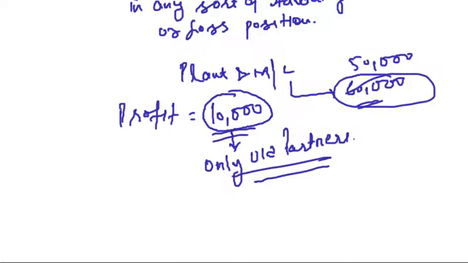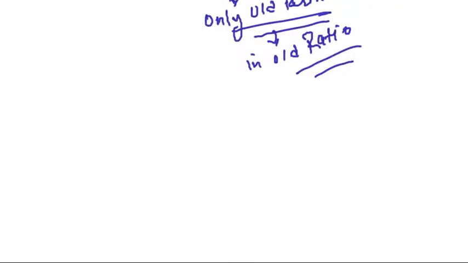Very simple logic. Before the date of admission, whatever the profit or the loss is, whether there is any kind of a profit, any kind of an appreciation, or any kind of a loss, distribute it among old partners in old ratio. Anything before the admission of a partner belongs to old partners, and that should be distributed among the old partners in old ratio. Write down a note here.